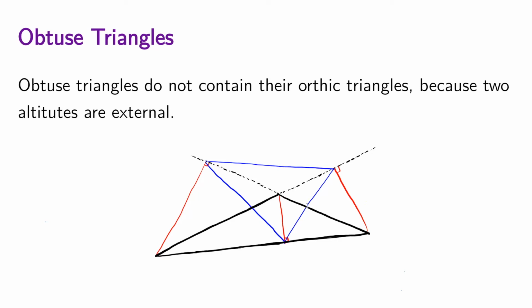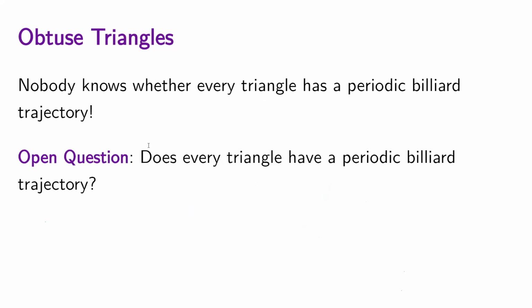But then you're not following the orthic triangle anymore, because the orthic triangle has gone outside the triangle and is going off over there, up to the top right or up to the top left. They've become disjoint now. You can't understand one in terms of the other. And so this orthic triangle business doesn't work in obtuse triangles for this reason. So it only works for acute triangles. And amazingly, somehow, because it seems like a relatively straightforward problem, nobody knows whether every triangle has a periodic billiard trajectory.